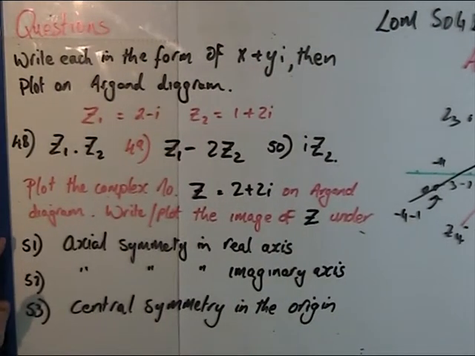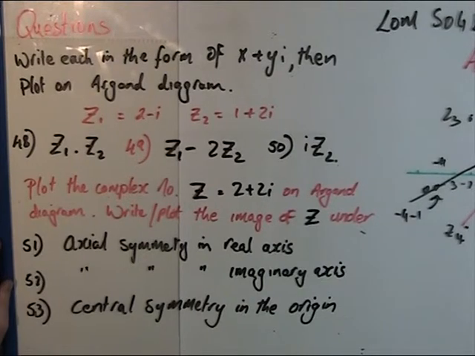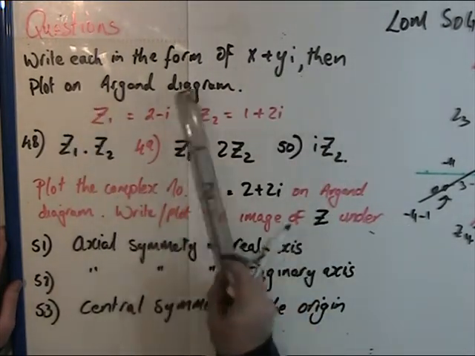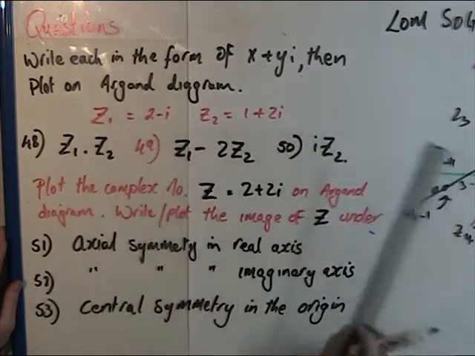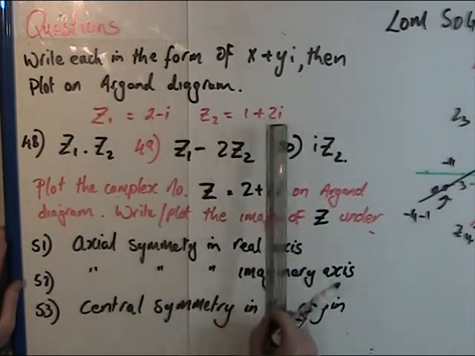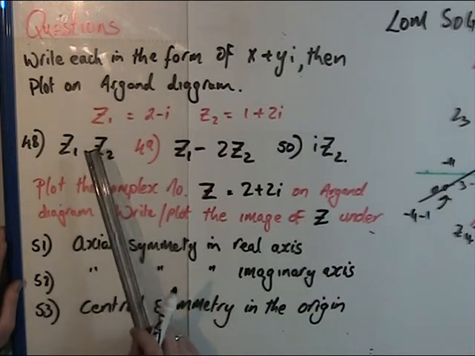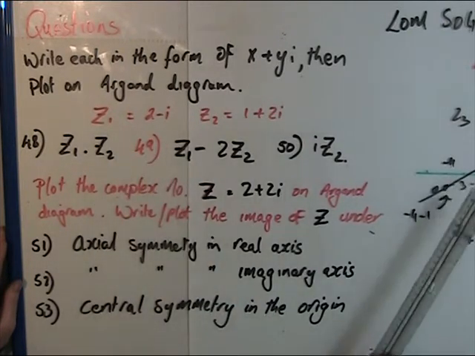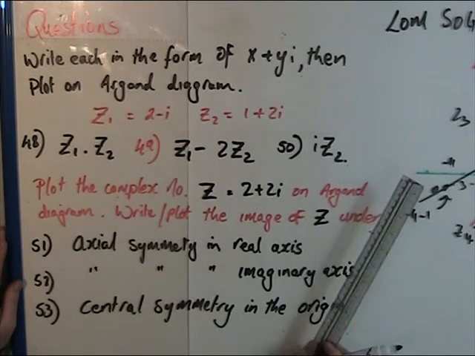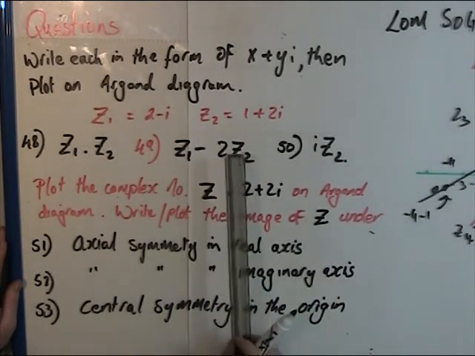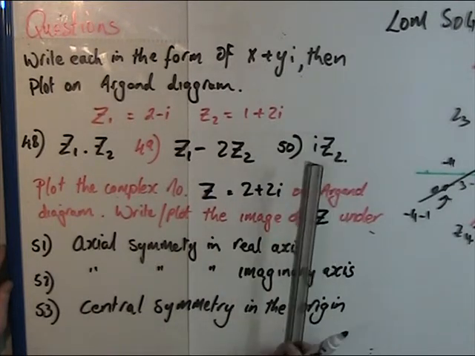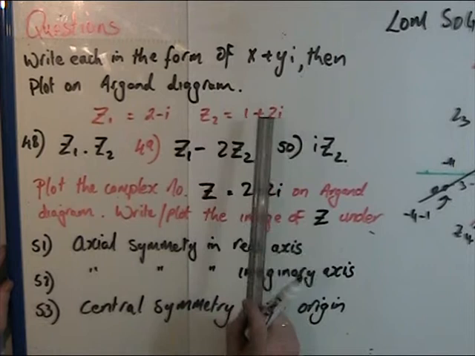Now these questions, as you can see, write each in the form of x plus yi and then plot on the Argand diagram. Z1, so you just do it on the Argand diagram, plot Z2, and then find, now you have to multiply these out and then find an answer and then plot it on the Argand diagram. Okay, and the same with this. So you're messing around with formulas and equations, so you watch your signs. i times Z2, so you multiply everything by i.